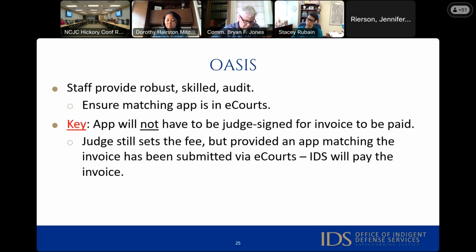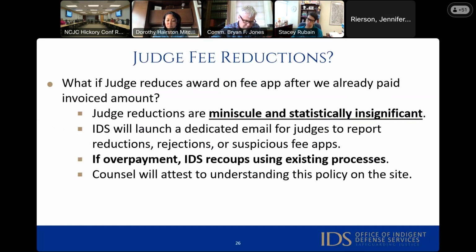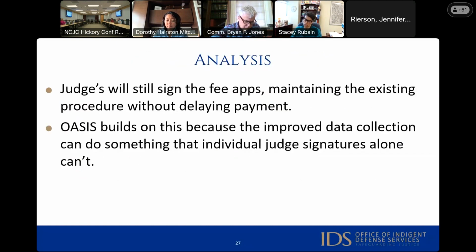This proposed change begs a question. What if a judge reduces an award on a FIAP, but we have already paid off the invoice? Judge reductions are very rare and they are statistically insignificant. But to provide for these instances, IDS will have a dedicated email address for judges to report reductions, FIAP rejections, or any other suspicious FIAP issues. If there is an overpayment, IDS will recoup the overage using existing processes. Counsel will attest to understanding this policy on the website. Judges will still sign the FIAPs, maintaining the existing procedure without delaying payment.